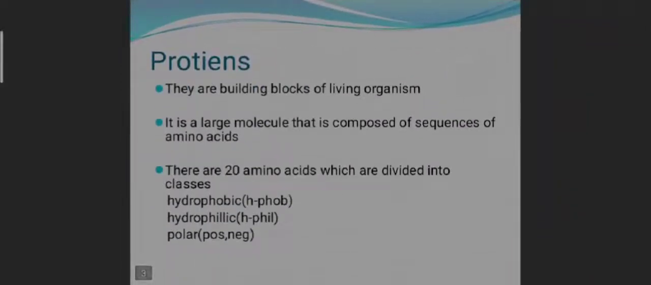Computational biology includes proteins. They are the building blocks of a living organism. A protein is a large molecule that is composed of a sequence of amino acids. There are 20 amino acids which are divided into classes: hydrophobic, hydrophilic and polar.